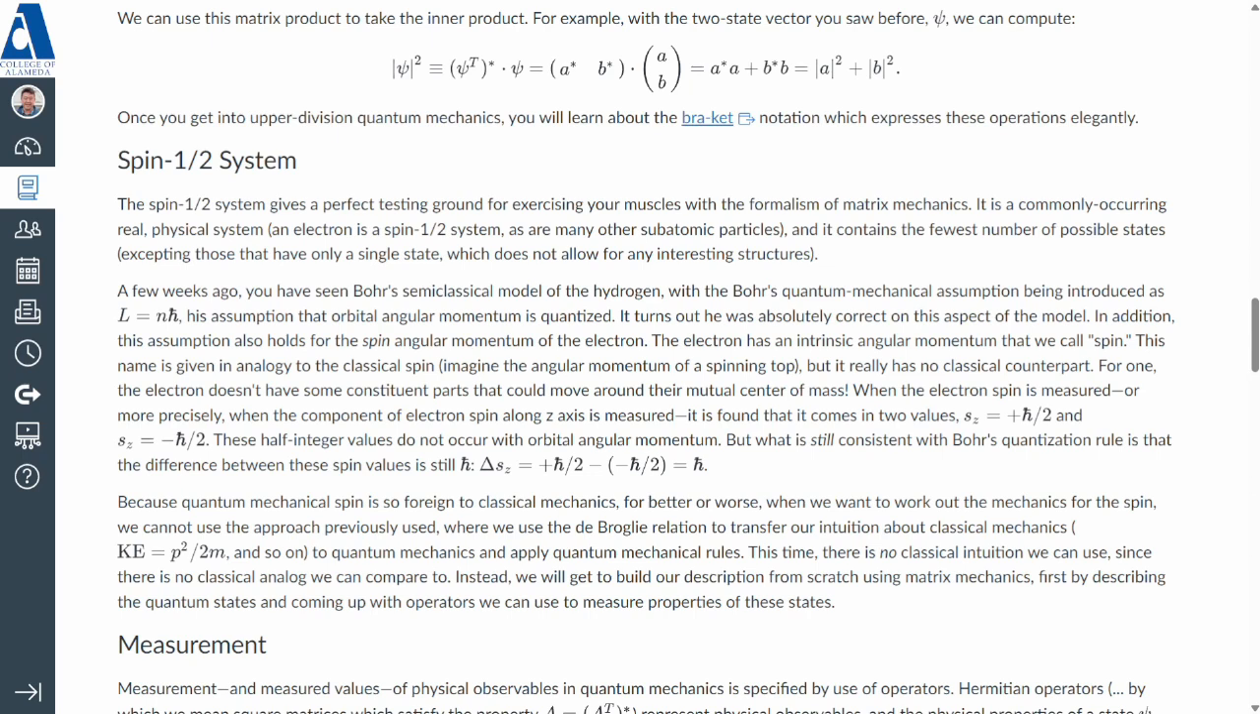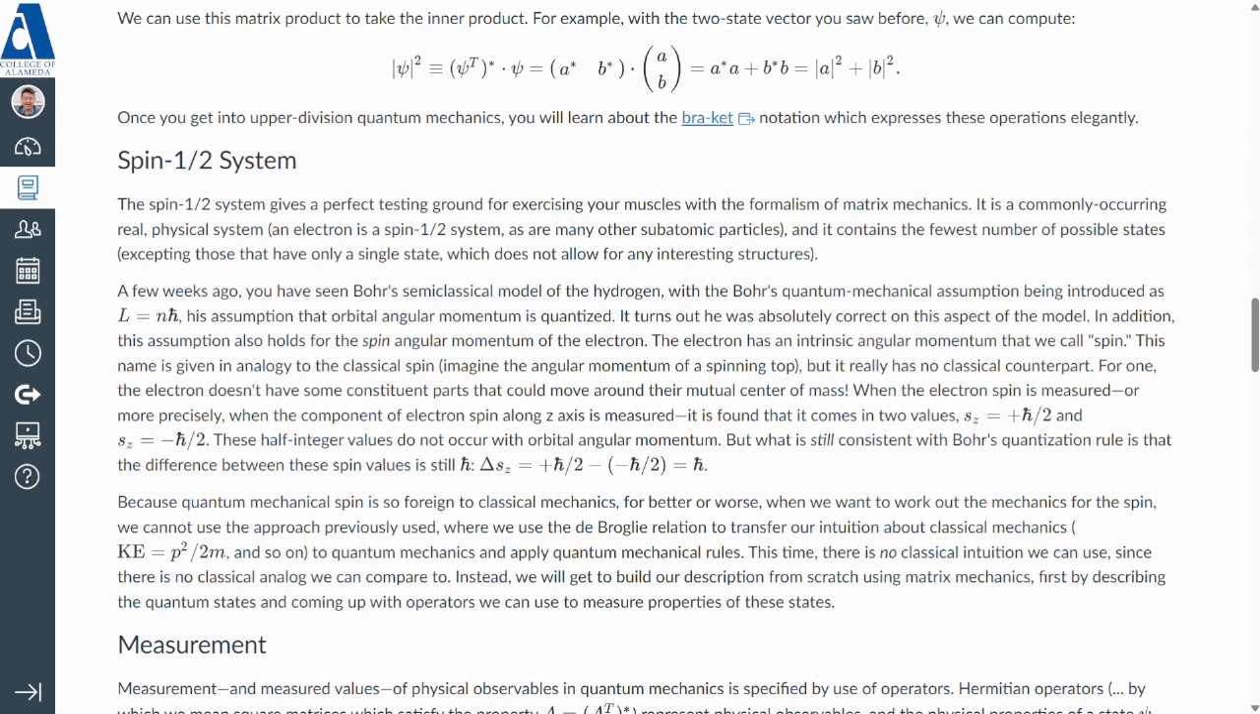A few weeks ago, you have seen Bohr's semi-classical model of the hydrogen, with the Bohr's quantum mechanical assumption being introduced as L equal to n h bar, his assumption that orbital angular momentum is quantized. It turns out he was absolutely correct on this aspect of the model. In addition, this assumption also holds for the spin angular momentum of the electron.